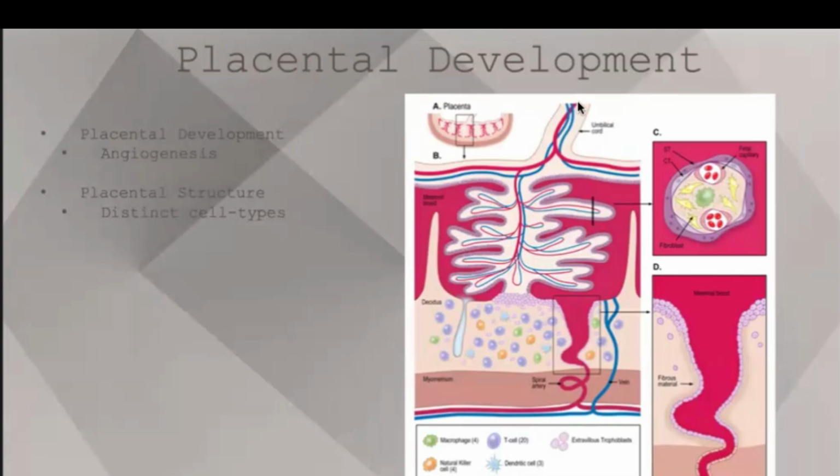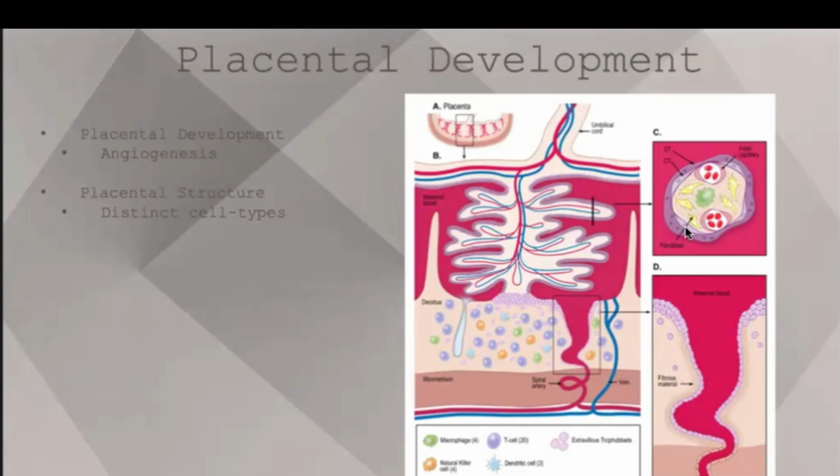Okay, and so this is a cross-section of the placenta. Here, this is the umbilical cord, and this would be attached to the fetus, but the fetus is not pictured here. Inside the umbilical cord is the placental vasculature, and over time this has grown through vasculogenesis and also angiogenesis. They intrude into the maternal blood, creating these finger-like projections, and they are bathed in maternal blood. It's important to note here that the maternal blood and the fetal blood never come into direct contact.